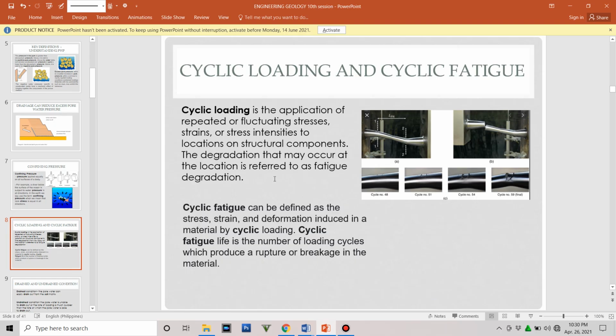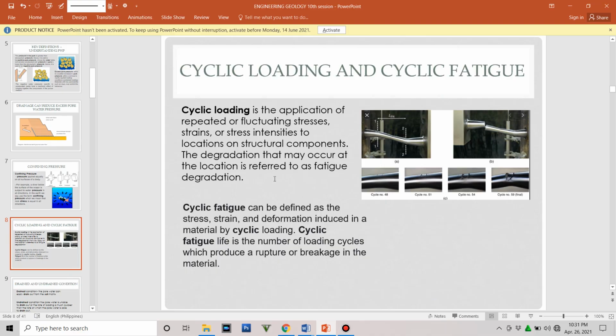cyclic loading and cyclic fatigue. So cyclic loading, ito yung paulit-ulit na stress. Okay? It could be with reverse loading or without reverse loading. What do we mean by that? So, kung pataas lagi ang loading, paulit-ulit na pataas, that is without reverse loading. Pero pag paulit-ulit na pataas, tapos in-applyan ng paulit-ulit na pababa, that is cyclic loading with reverse forces or loading.